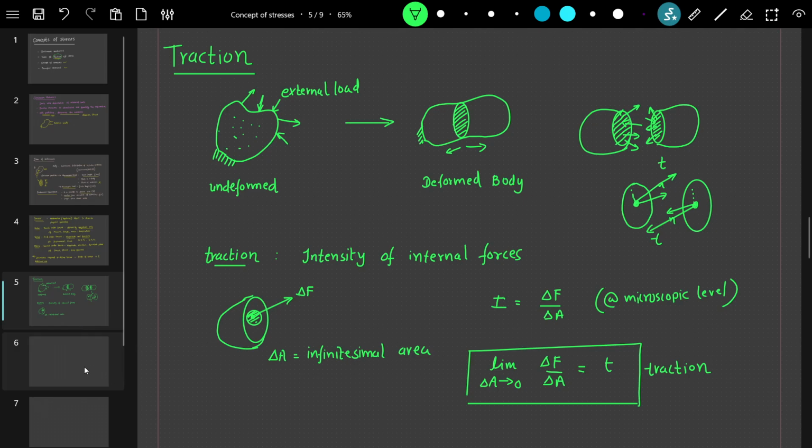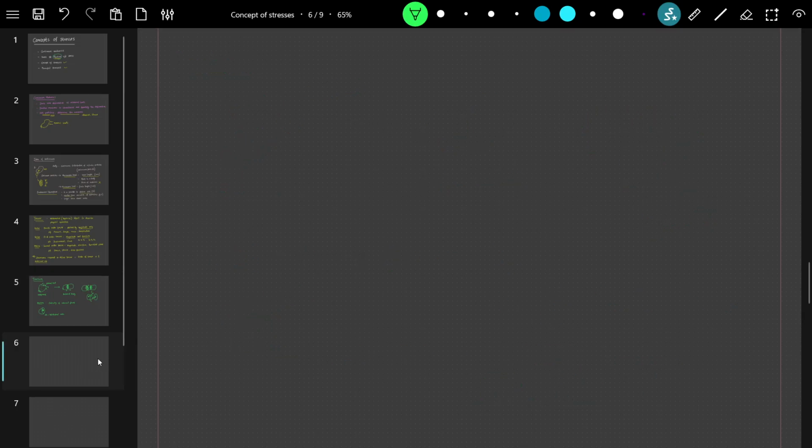Okay, now let's see some properties of this traction. Traction t is a function of x and n. What are x and n? Traction depends on position, or location. That means at each location there is a different traction, or a different intensity of force.